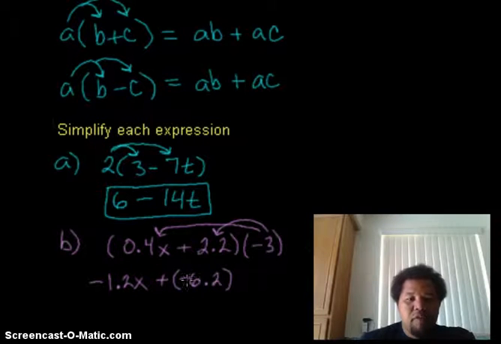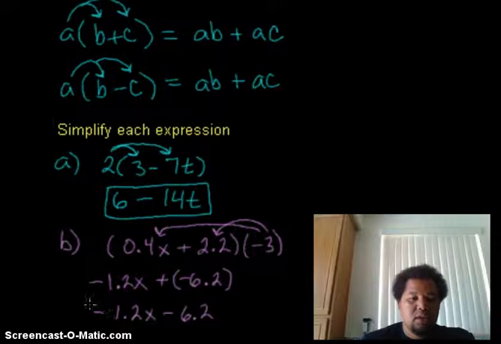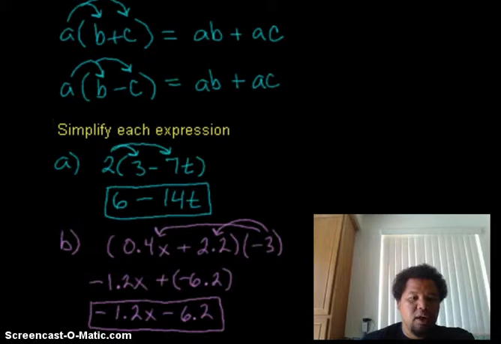I could simplify this a little more since we are adding a negative number. Anytime you're adding a negative number, it is the same as just subtracting a positive. So we could have negative 1.2x minus 6.2. So this is simplified completely right here, because once again, these are not like terms, so this is as far as we can go.